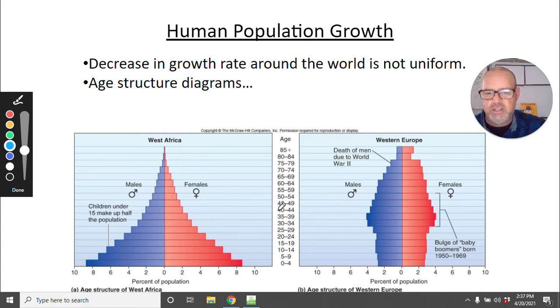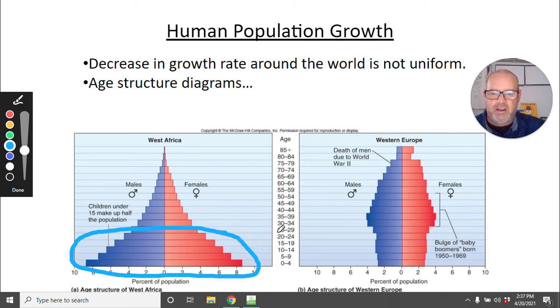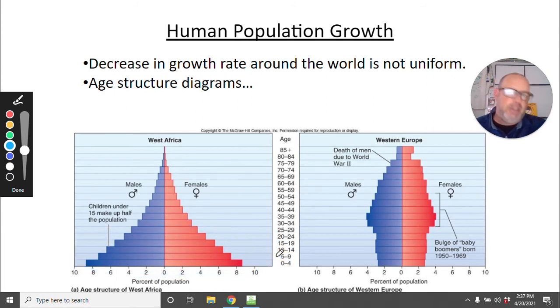And you can look at each age group and notice that the vast majority of the population in Western Africa is like mid-20s and lower. So what's going to happen to their population down the road? This is like a massive indicator that there's going to be a lot of growth, right? Massive growth in West Africa because everybody's coming up to reproductive age and they're going to start having more babies.